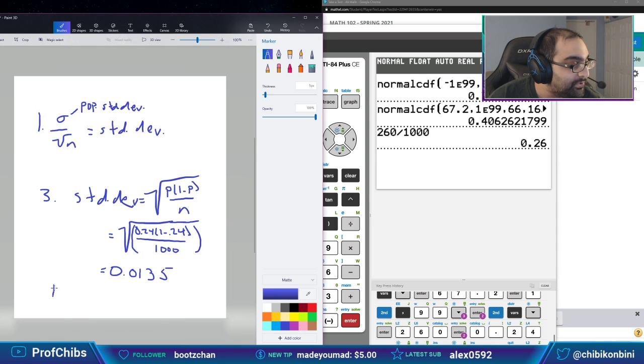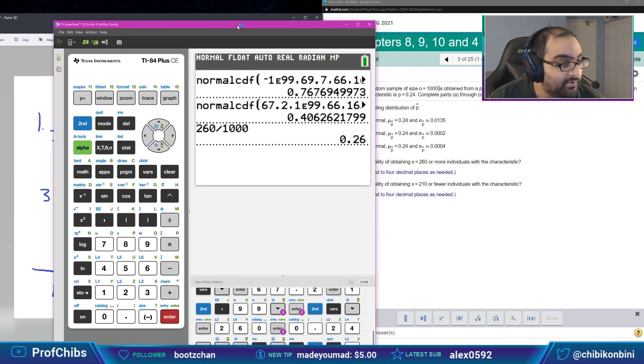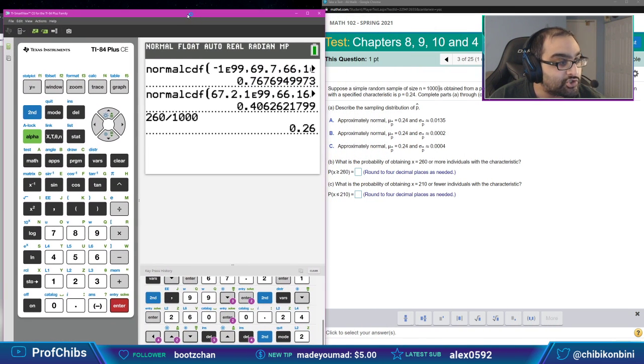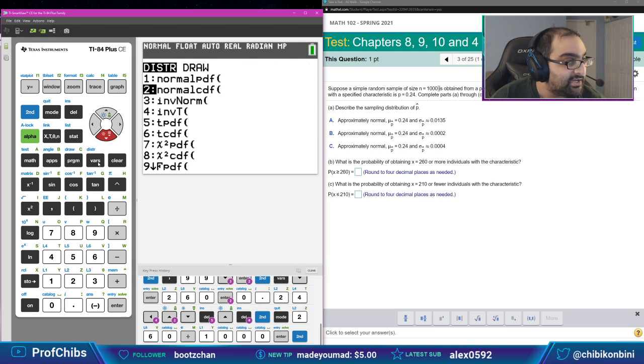So what you're really figuring out here for part A is what happens if x is bigger than or equal to 0.26. Although it says 260, while that's true, you need to use the actual proportion here to do the normal CDF stuff. So we're going back to normal CDF.